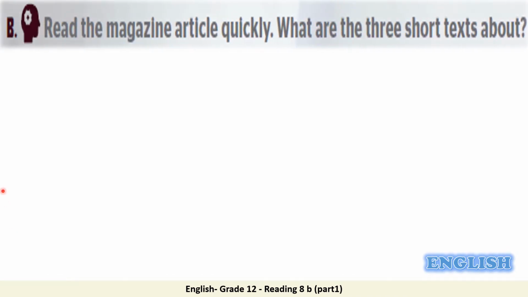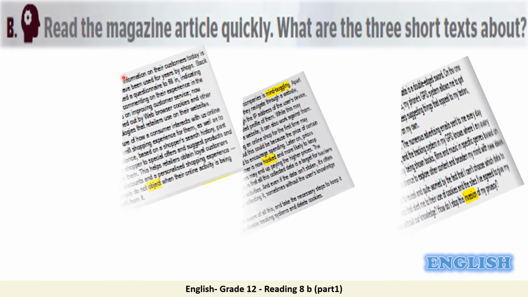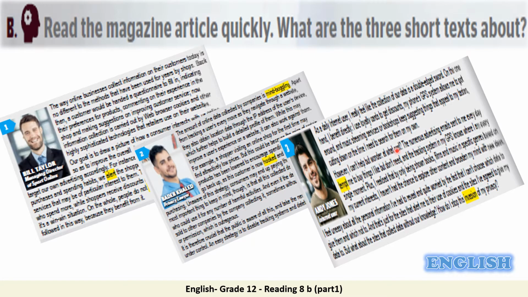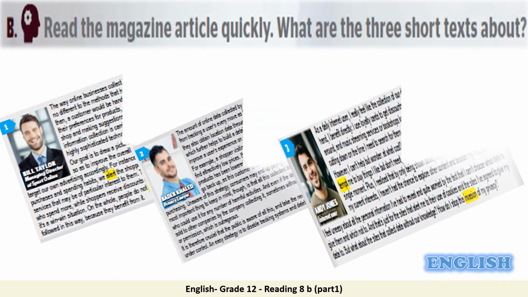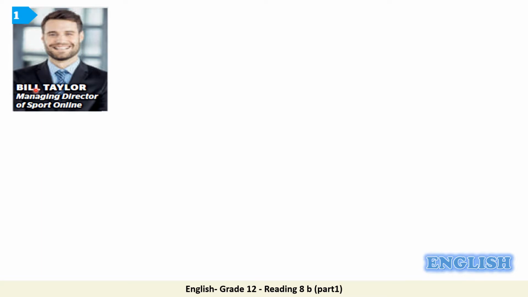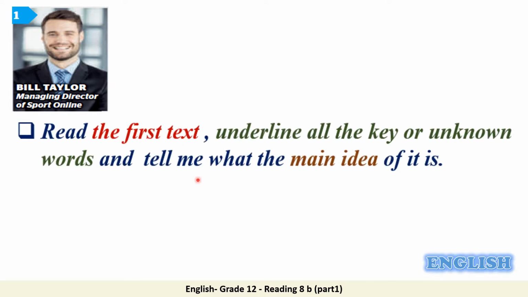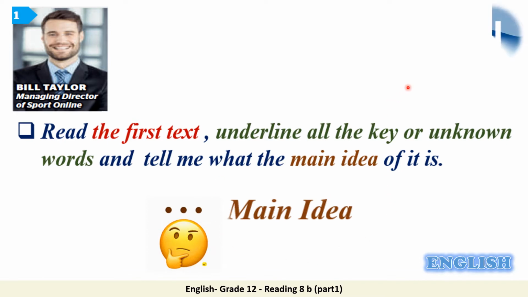This is activity B. Here you have to read through the magazine article quickly, where you have the three texts. Then tell what the main idea of each one is. What are the three short texts about? This is Bill Taylor. What does he do? He is a managing director of Sport Online. Remember, you have to do three things. Read through the text, underline the keywords, and come back to me with the main idea of it. So this means that you have to pause the video.